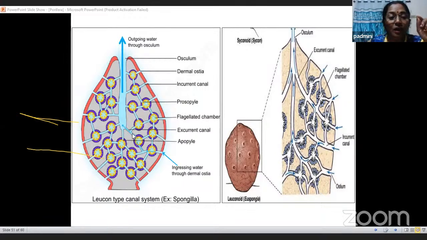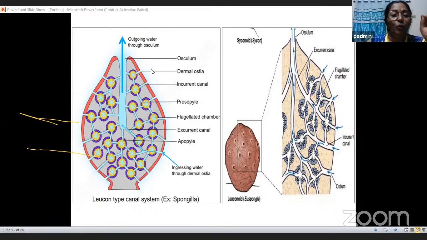So all these canals that are opening into the spongiocele, all these points over here, are apopyles. The rest of the ones you find over here, interconnected with different chambers, are the prosopiles that we'll be talking about. From the prosopile, they go inside the chamber. From the chamber, they open into the apopyles. From the apopyle, they go into the spongiocele. From the spongiocele, the water is thrown out through an osculum.